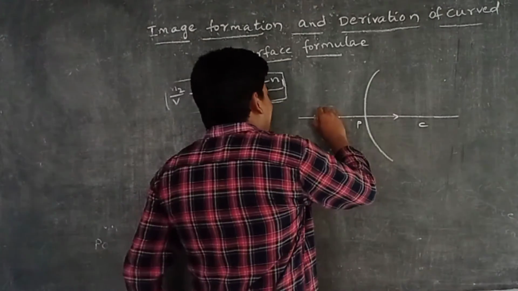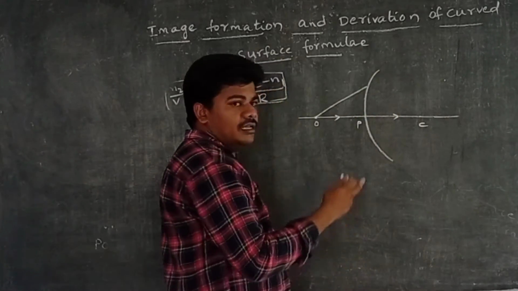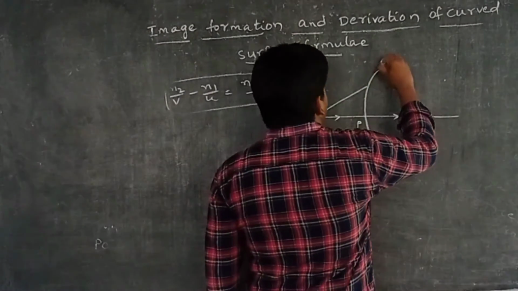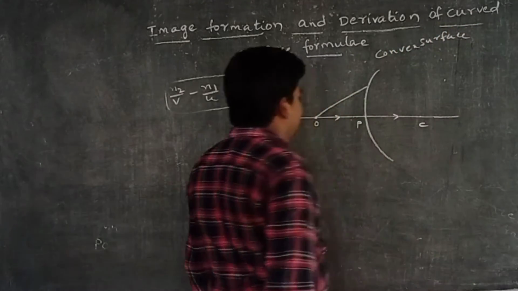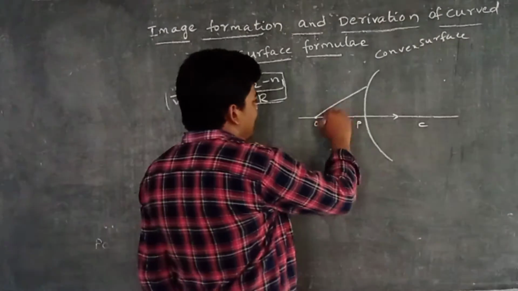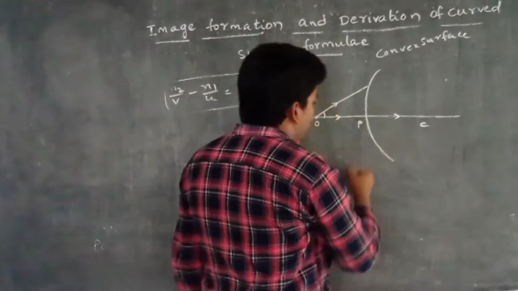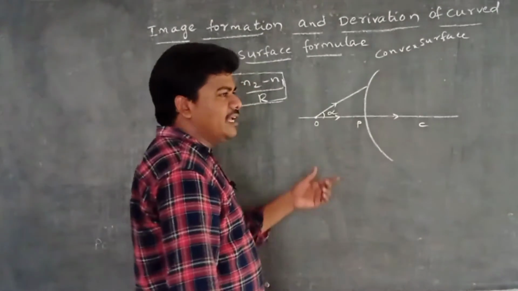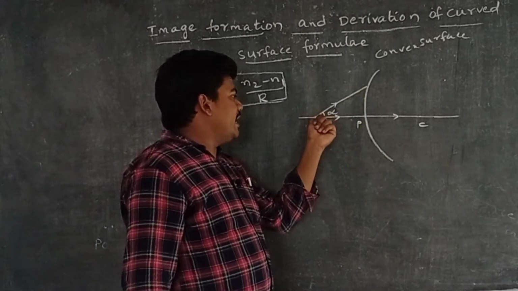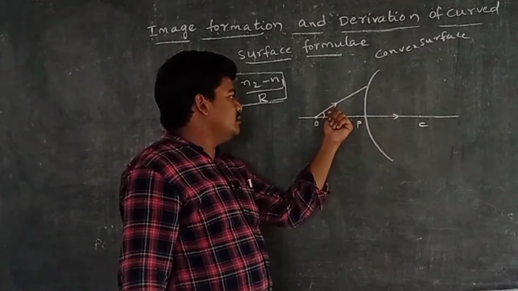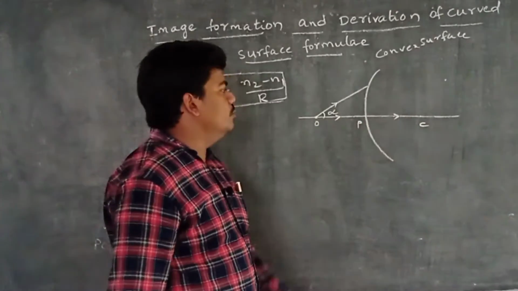Next, when the light ray passes in this direction, and this surface is a convex surface, the light ray traveling in this direction has an angle alpha here. What is the angle here? The angle made with the principal axis. The ray from the object passing in this direction makes an angle alpha with the principal axis.